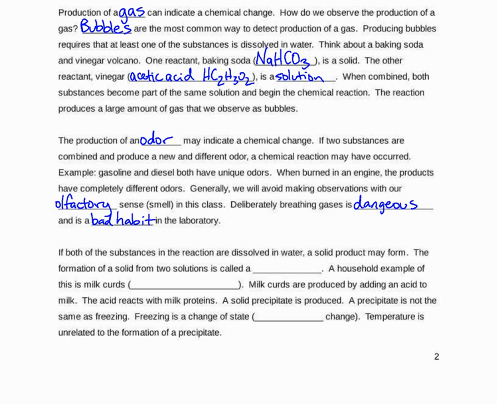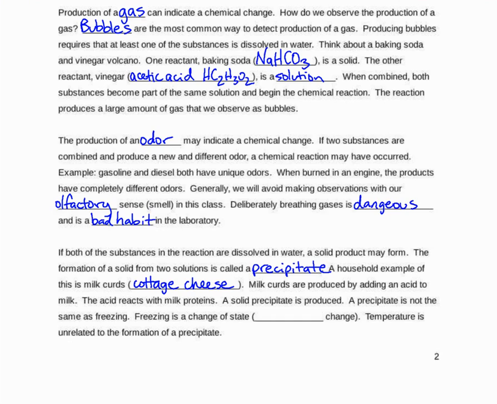If both the substances are dissolved in water, we may end up with a solid product. When we get a solid from two solutions, it is known as a precipitate. A household example is milk curds, which in Indiana we typically know as cottage cheese. Milk curds are produced by adding an acid to milk. There's other ways to do it, but this is one.